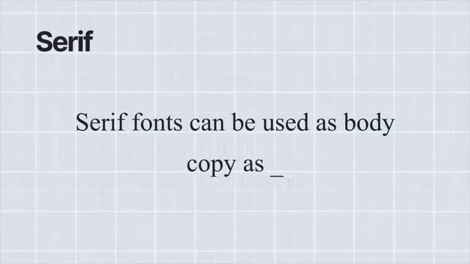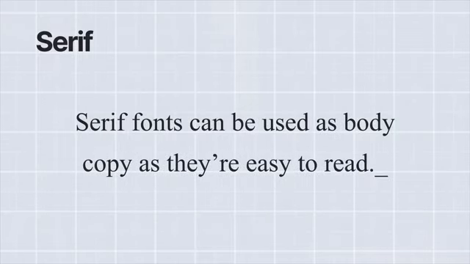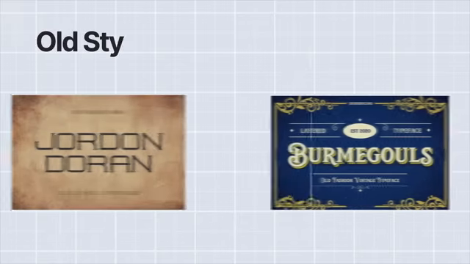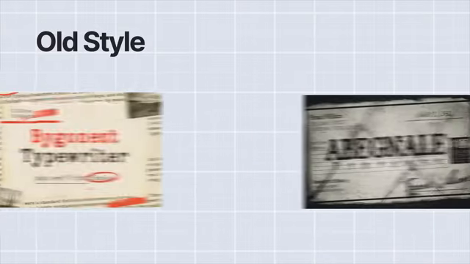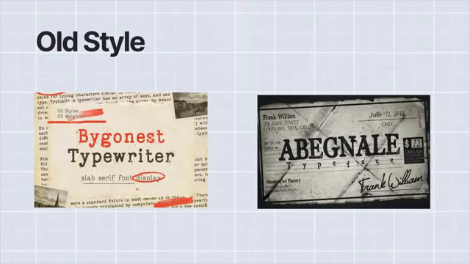Next, we have serifs. So serifs, like mentioned before, are the small feet at the end of a stroke on a character. With the exception of display serifs, serif fonts can be used as body copy as they are easy to read and very comfortable to the eye. Serifs can be subdivided into old style. These fonts were developed between the 15th and 18th century to be used as metal type for early printing processes. These feature slightly rounded, cupped, and inclined serifs.